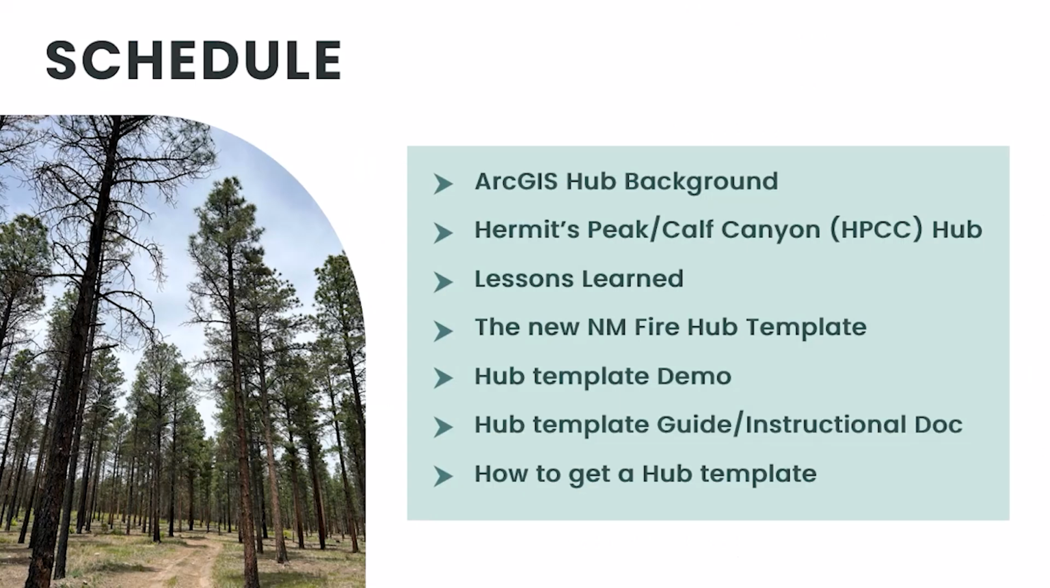A quick overview of today's webinar. We will start with some background on ArcGIS Hub and what the software does. We will talk about the Hermit's Peak Calf Canyon Hub, how it started, and our experiences using Hub to support the crisis. We'll give a brief introduction to the Hub template and a demo of the template and an overview of the instructional guide. And finally, we will talk about how to work with us to get a template.